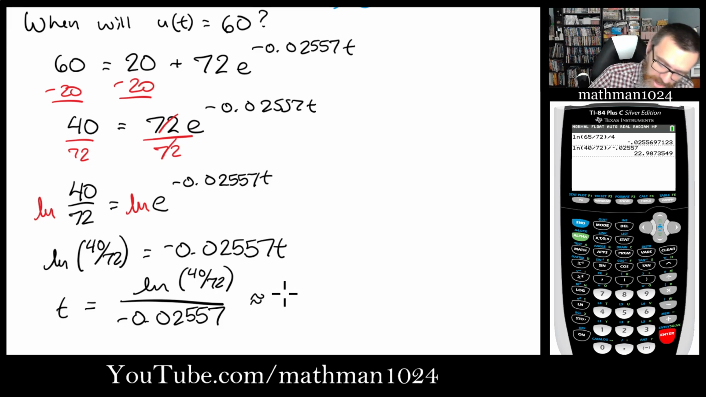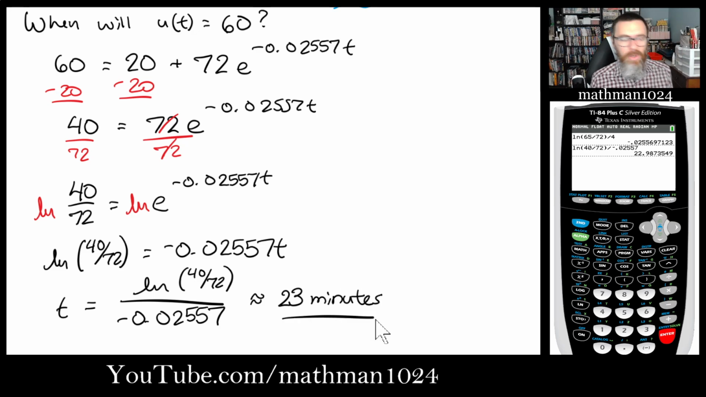So this is approximately 23 minutes. So for this person to get the coffee down to 60 degrees so that they don't burn their tongue, they're going to have to wait 23 minutes. Okay, so we found the k value, and then we used that to find out what time it would take for it to get down to 60 degrees.